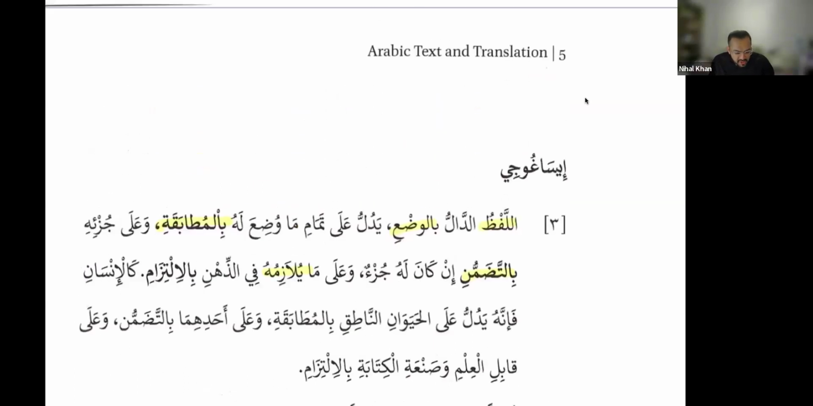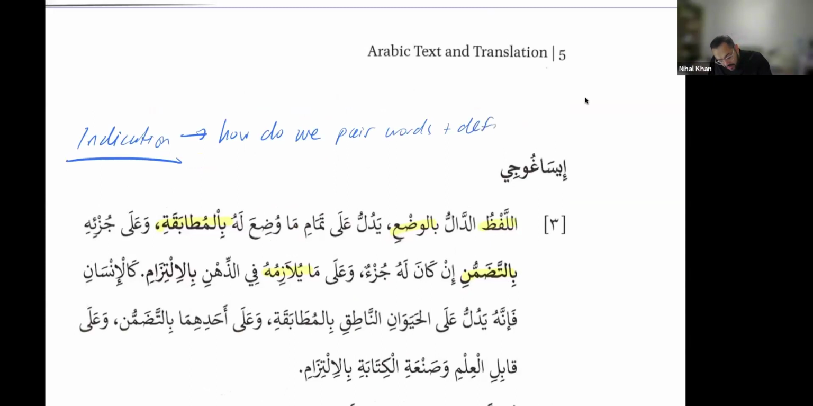So this section is going to be about what we call indication, okay? And I'm going to go to the English section and we'll go one by one, okay? Indication. Meaning what? How do we pair words and definitions?